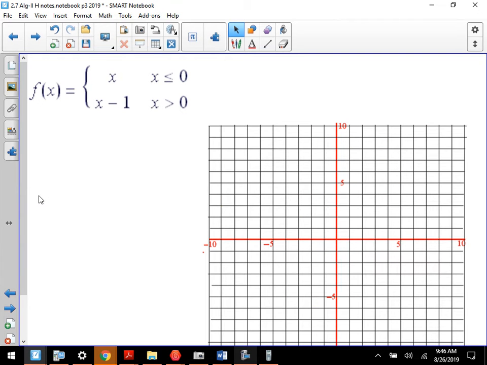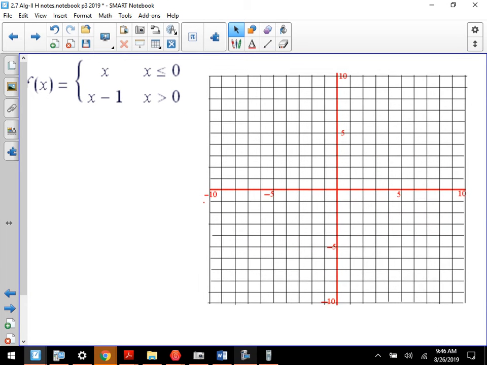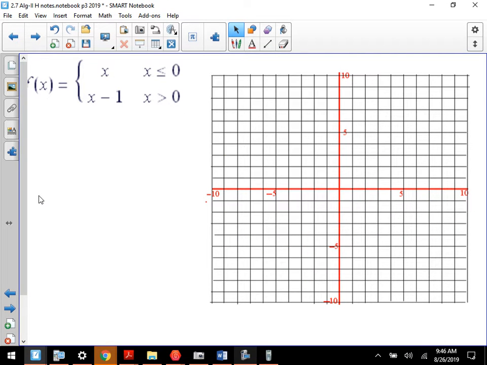Now, I chose a very simple graph to start with. F of x equals x, and f of x equals x minus 1. And there's going to be a domain restriction. In this case, where is the domain changing? For what, at what value? 0. At 0. Okay, everybody see that? Because it says that x is less than or equal to 0, we do one graph. When x is greater than 0, we do another graph.